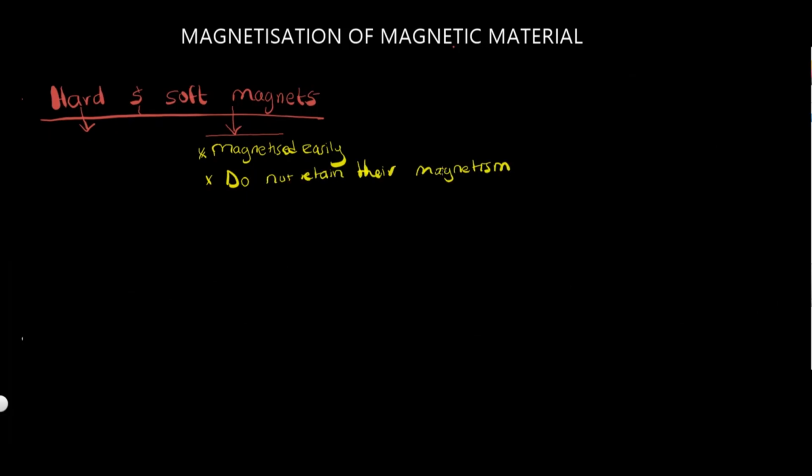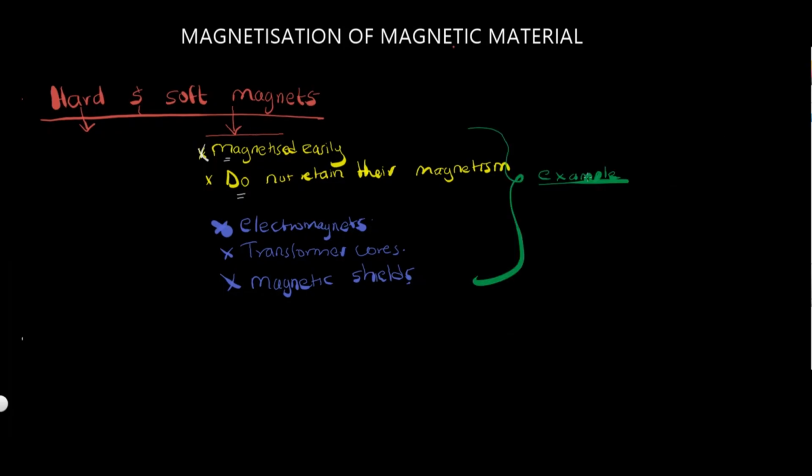One of the properties of a soft magnet is that one, they get magnetized easily, so it is very easy to magnetize this material. And two, they do not retain their magnetism. Soft iron magnetic materials can be used to make electromagnets, transformer cores, and magnetic shields. A very good example of a soft magnet is a soft iron armature.